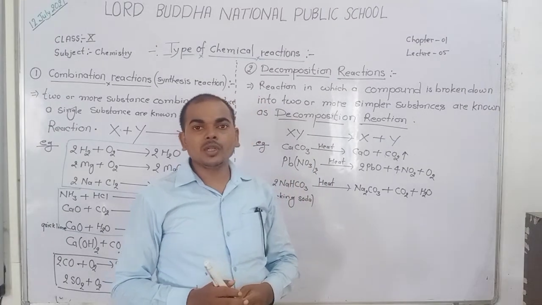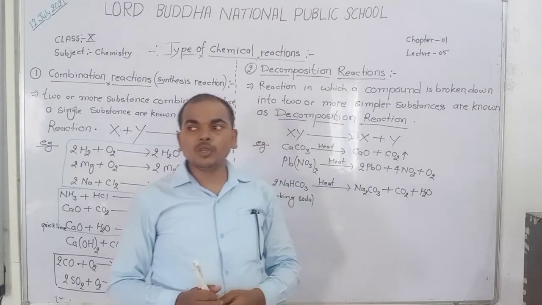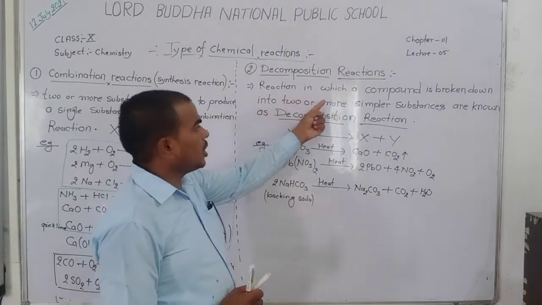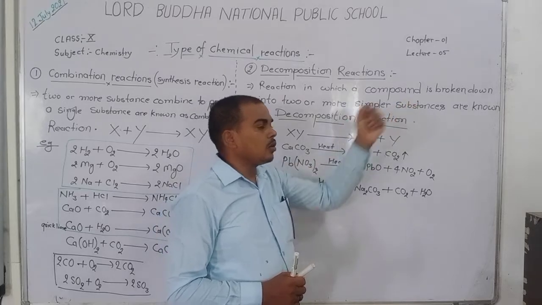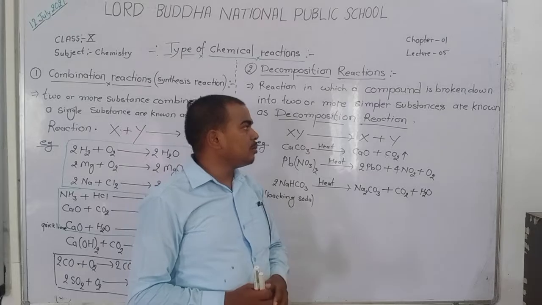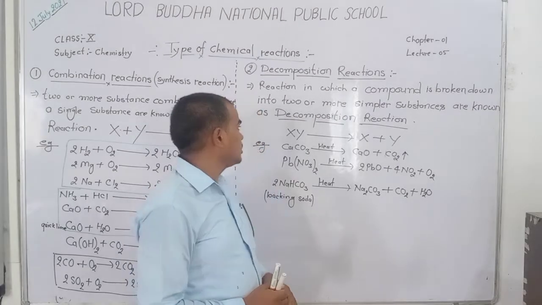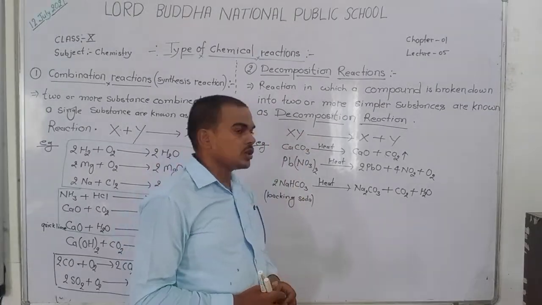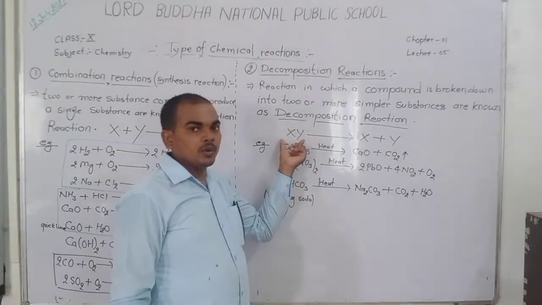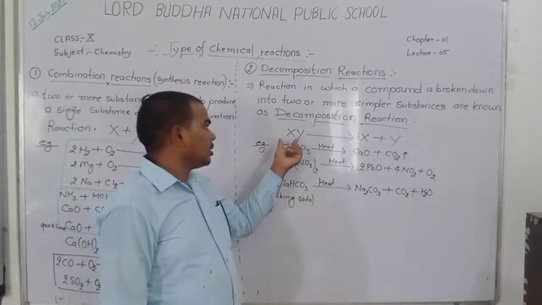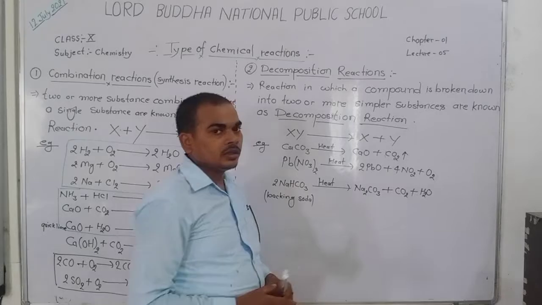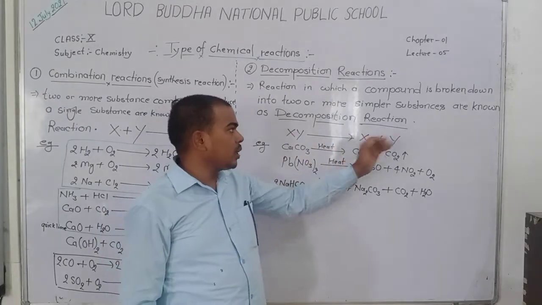What is a decomposition reaction? The decomposition reaction is the reaction in which a compound is broken down into two or more simpler substances. Here XY is a single compound. When we apply heat on XY, it converts into X plus Y.